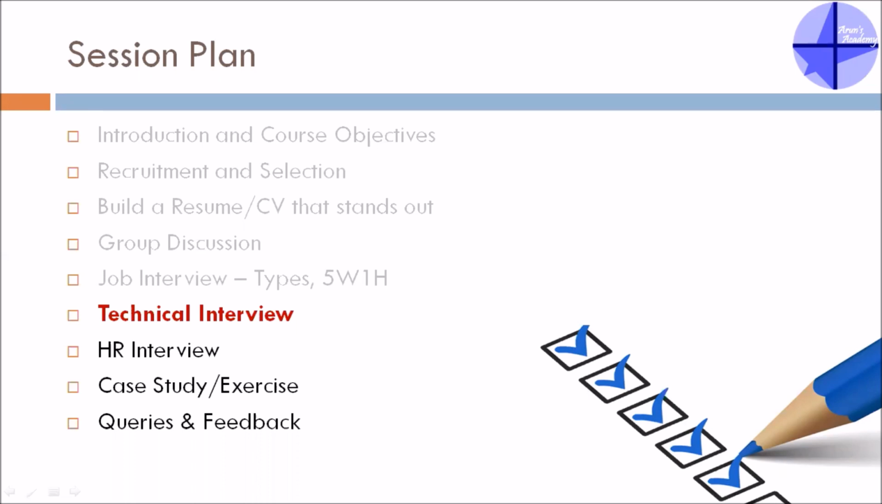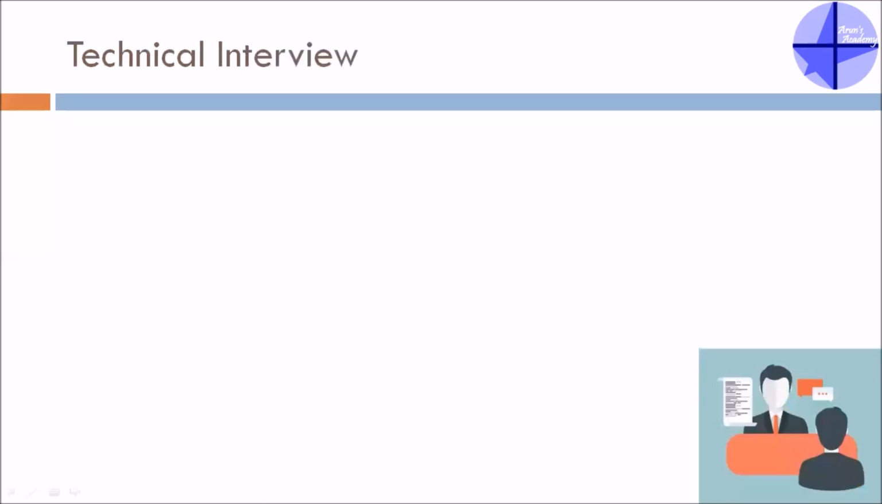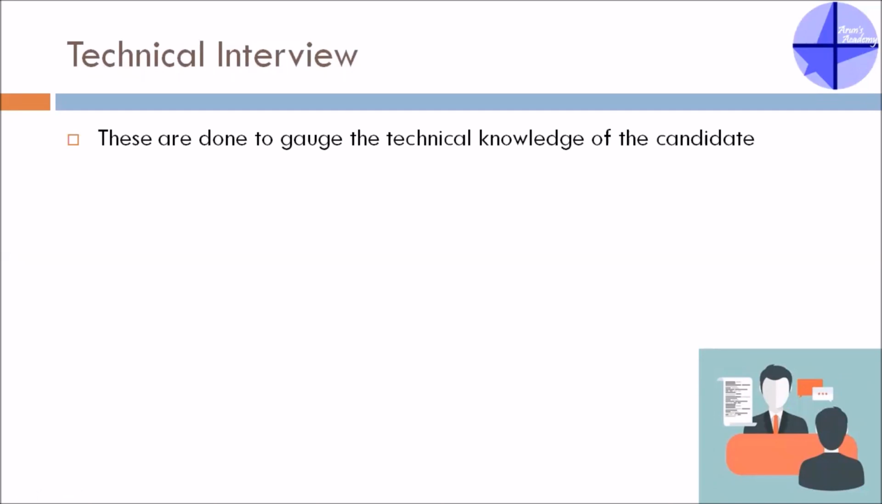When it comes to job interviews, companies usually conduct two rounds, that is technical interview and HR interview. Let us first understand about technical interview. Technical interview is done to gauge the technical knowledge of the candidate, that is the subject knowledge.